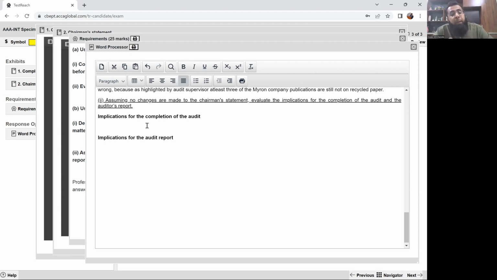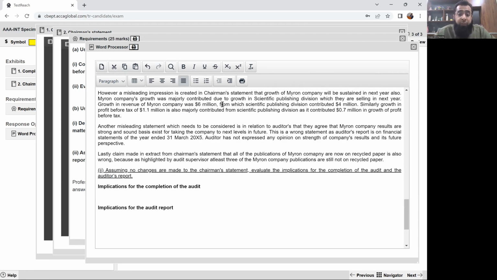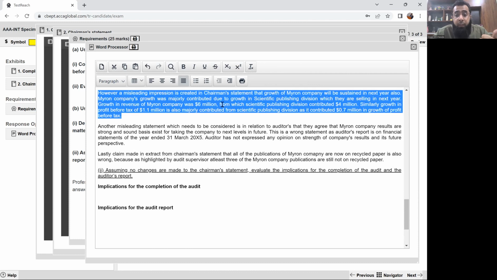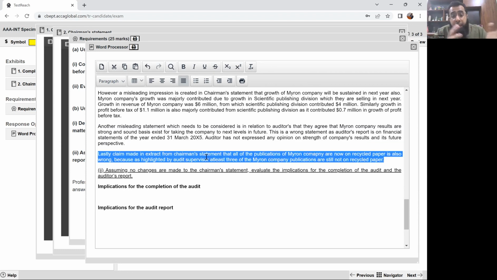Now, as far as the implications for completion of audit is concerned, there are 3 issues. One is about that sustained growth issue of the scientific publishing division. Okay. Second is wrong statement made about the auditors. And then the last one is about that recycled paper. So what will be the implications for completion of the audit?